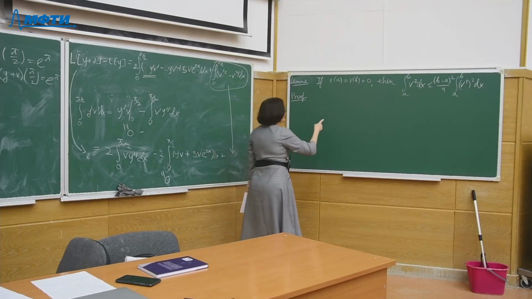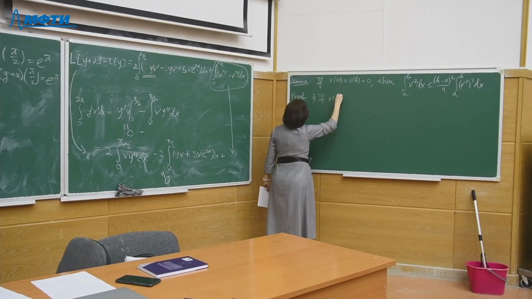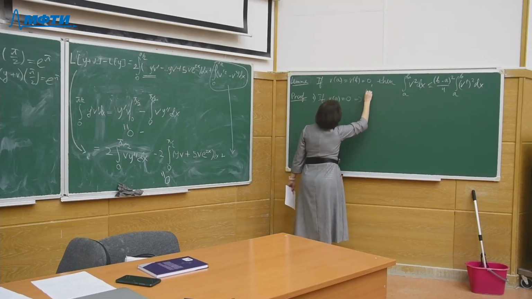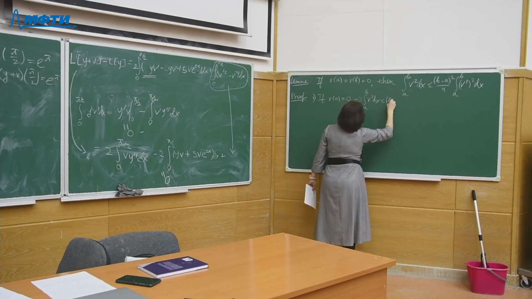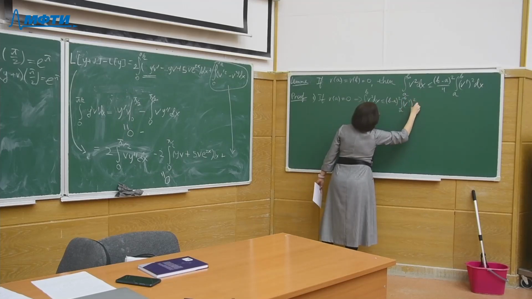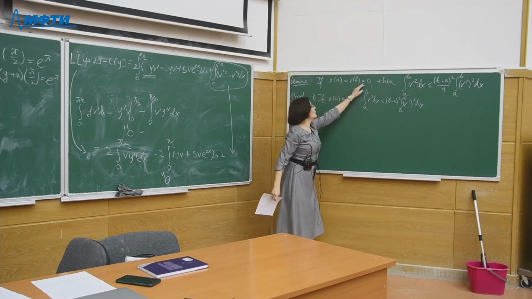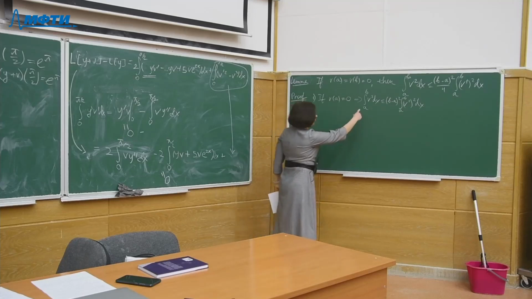So first of all, the first part: if only v of a equals 0, then I will show that the integral from a to b of v squared dx is less than or equal to (b minus a) squared times the integral from a to b of v prime squared dx. This is the first part. After this, I will use the property that v of b equals 0, and I will prove the statement of the lemma.